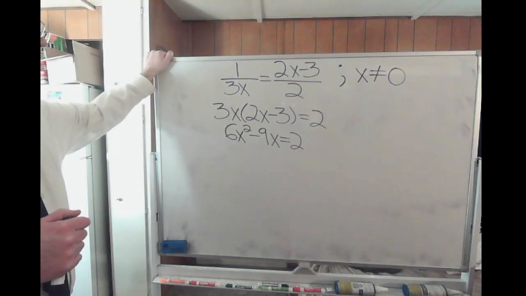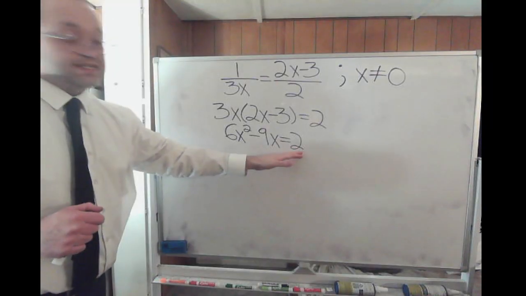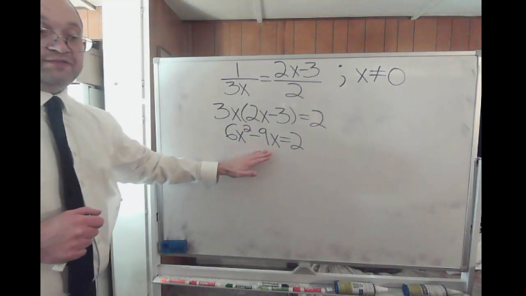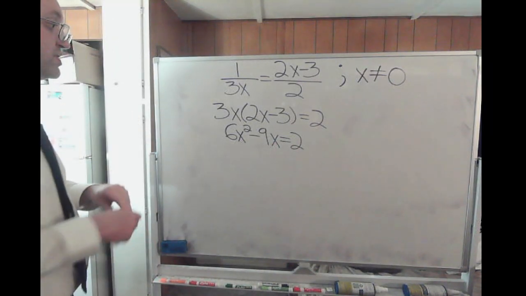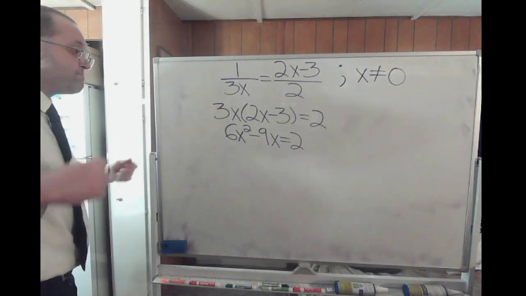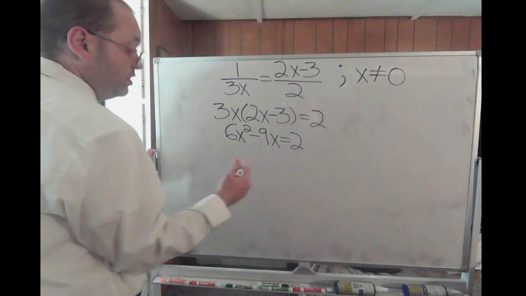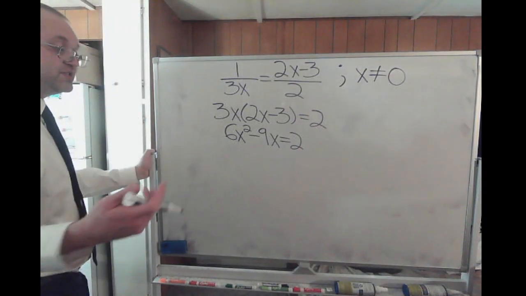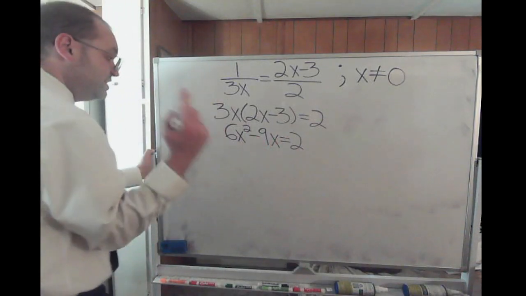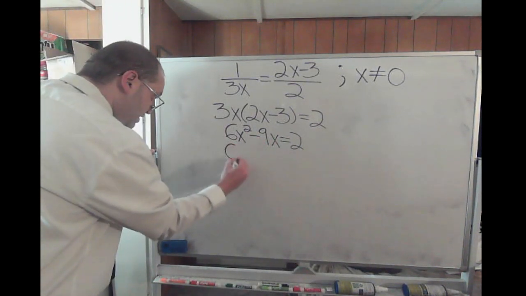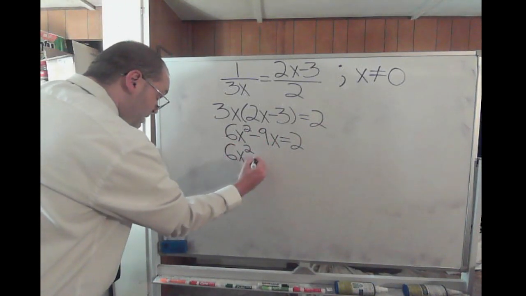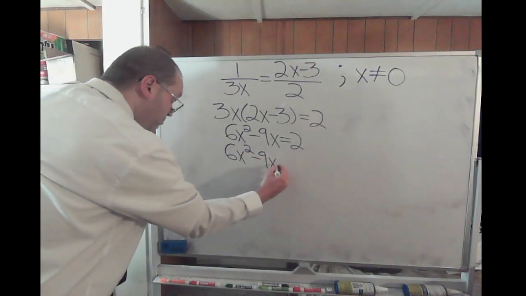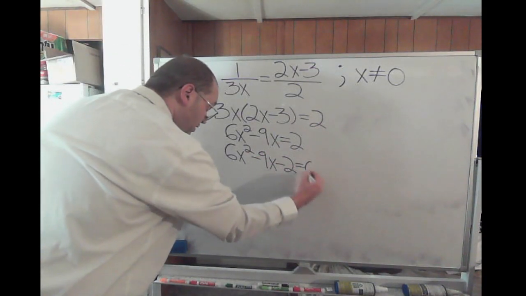What do we got here? Well, the right side's a perfect square, but the left is definitely not. So there goes your perfect square method. How about factoring? Well, that means we gotta subtract 2 from both sides to make the right-hand side equal to 0, so let's do that. You would get 6x squared minus 9x minus 2 would equal 0.